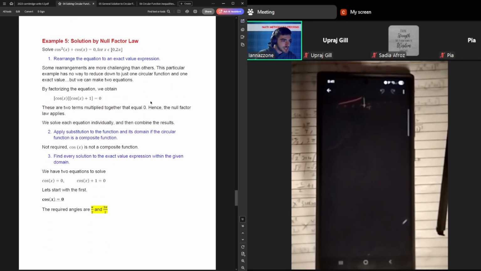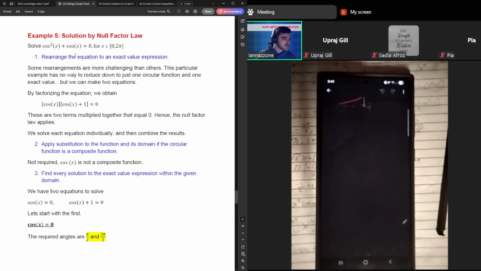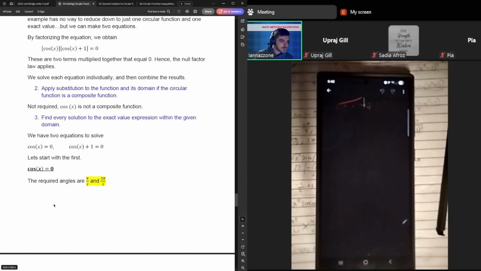Otherwise, there's a few more niche examples. These are more likely to come up on an exam, where one of which is you can solve by null factor law. So what's interesting here is when you have cos squared and cos, there's a common factor of cos there. And so if you were to factorize that, what you would get is a factorized equation that equals 0. Null factor law doesn't only apply to polynomials. It applies every time that you have a product of two things that equal 0, which is why you can now say cos equals 0 or cos plus 1 equals 0. And so you just solve both of those individually.